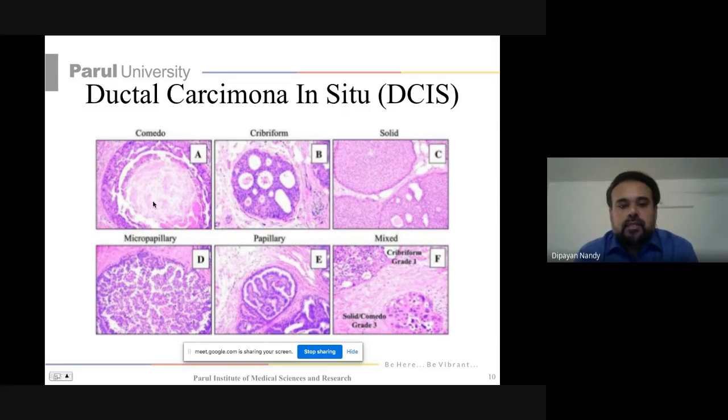As you can see in these images, they're nothing but how the duct is filled by the cancerous cells. If it is filled totally, it becomes a solid one. If there are spaces in between, then it's a cribriform. And if it's not cells but some kind of necrotic material forming, then it's named comedo. These pathological classifications are important from an academic point of view. From the management point of view, for any of these forms of DCIS, the treatment modality primarily remains the same, which we will of course discuss later.